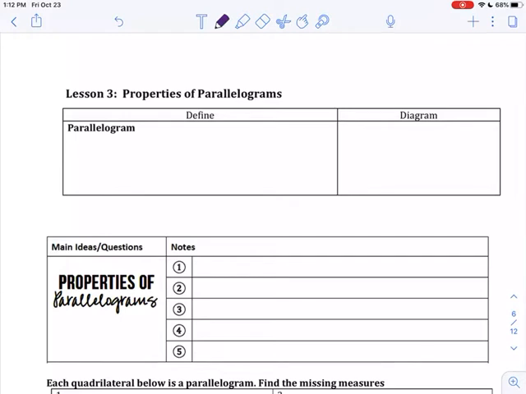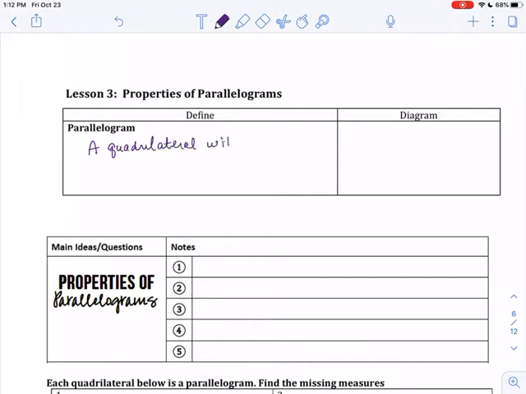Hi GOR, this is Unit 3B, Lesson 3, Properties of Parallelograms. So the rest of this unit is just going to be about parallelograms and their properties. We're going to start with the parallelogram itself, and then we move on to rectangles, squares, and rhombuses.